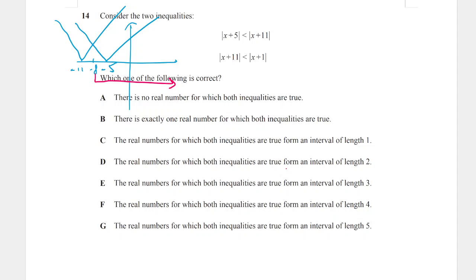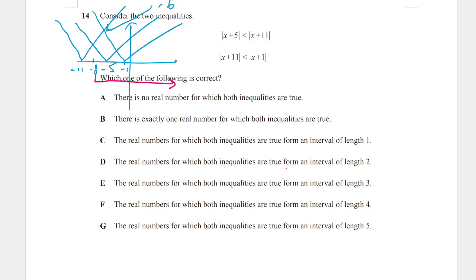Okay, now I'm also going to put the x plus 1 graph on here. So my x plus 1 graph, so that's negative 1. It probably looks something like this. Okay, so now compare the x plus 1 graph with the x plus 11 graph. And of course the intersection here would be negative 6, because again, you take the average of the two x roots.